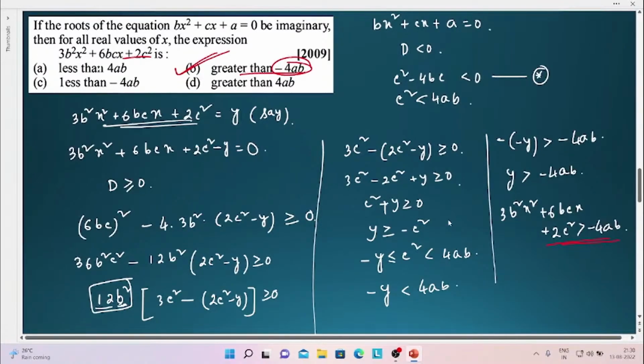So you can understand what I did. Basically, I found the relation of the discriminant from this equation since the roots are imaginary. So I got c square less than 4ab. After that, I took that particular expression as another variable y, and calculated the discriminant, which is greater than or equal to 0, so that I get the relation y greater than minus 4ab. Then that particular expression is greater than minus 4ab, right?